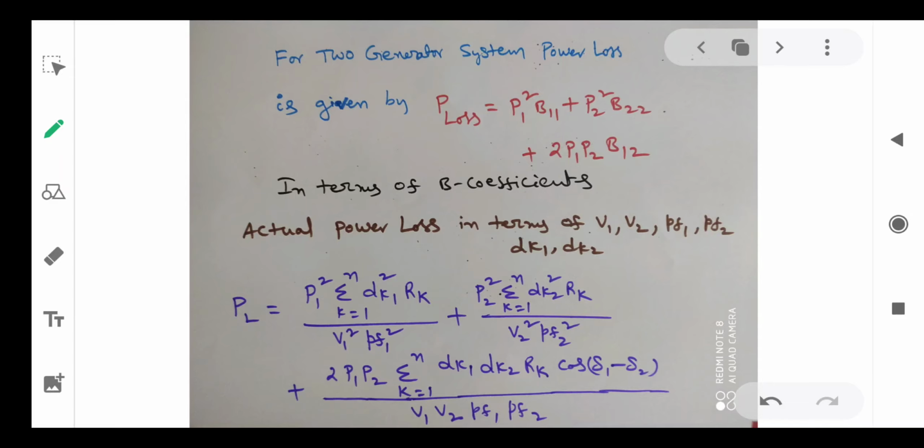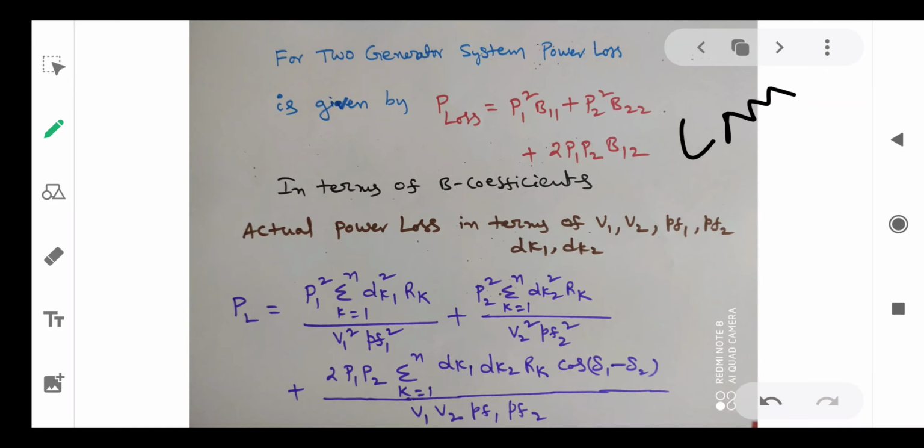or in other words, the expression P1 square B11 plus 2 P1 P2 B12 plus P2 square B22. That is the actual expression. So therefore let us compare this expression with the actual expression, the actual power in terms of V1, V2, Pf1, Pf2. So we can have PL is equal to this expression.